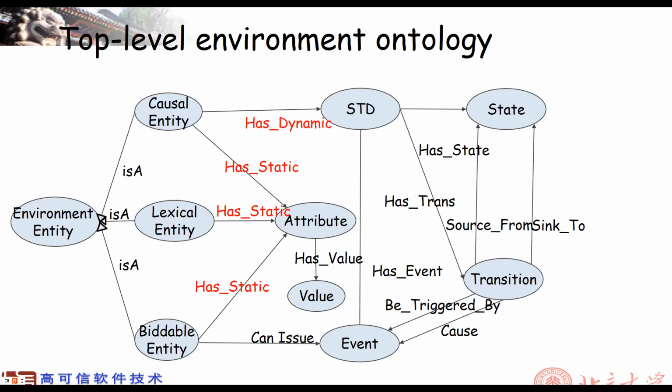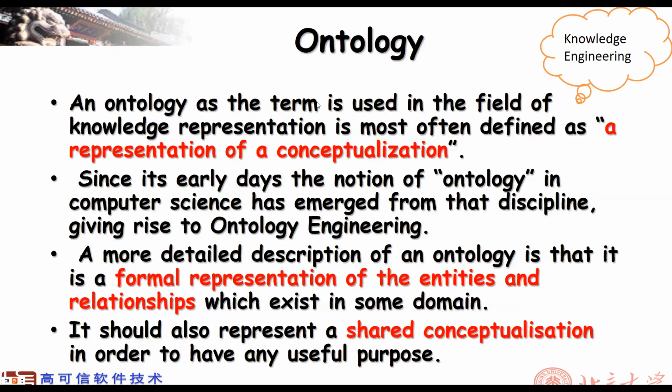And for expressing this environment model, we want you to build it using what? Yeah, we want to use the ontology. Ontology is not originally a concept in software engineering. Actually, ontology is used in the field of knowledge representation, and it is often defined as a representation of conceptualization. It is now called knowledge engineering. Since its early days, the notion of ontology in computer science has given rise to a new engineering called ontology engineering. If you are interested, you can search that.